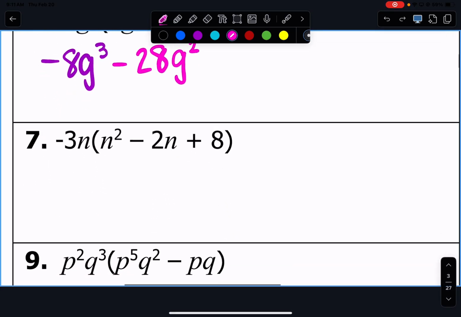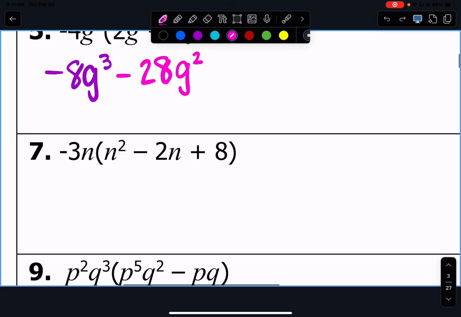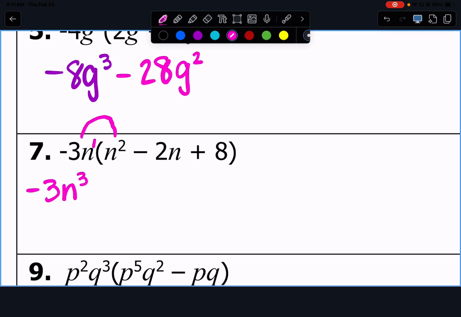All right, so for number 7, we're going to multiply negative 3n by n squared. So when we do that, we get negative 3n to the third. The reason we get that is because that n has an understood 1 right there, and so our negative 3 is just going to stay in front because there's nothing for us to multiply our negative 3 by. But then n times n squared, we have to add our exponents. So it'll be 1 plus 2, which gives us 3.